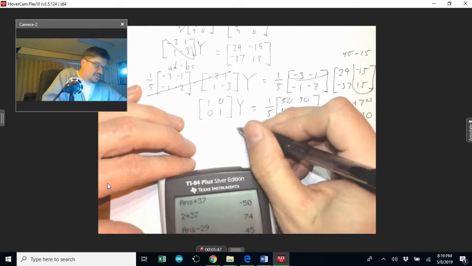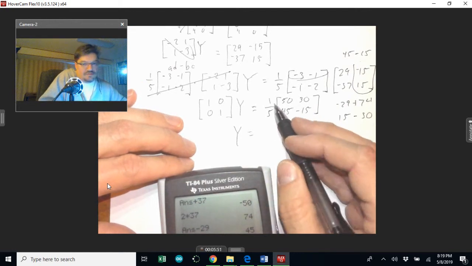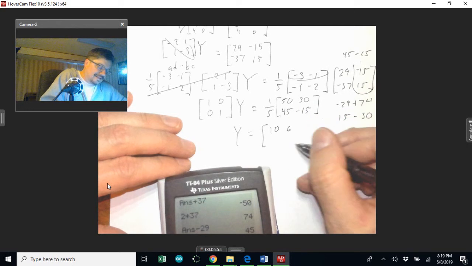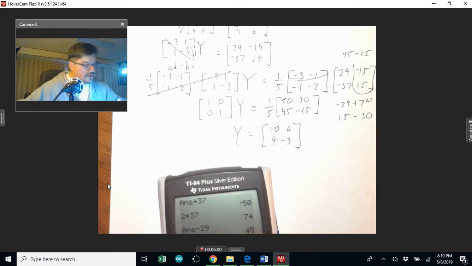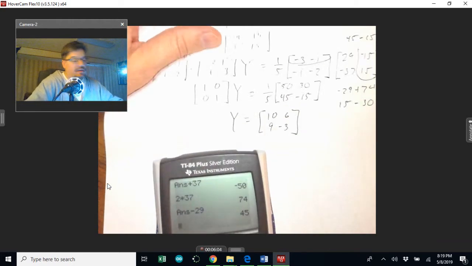So y equals 1/5 distributed to each one of these, so just divide everything by 5. And we get 10, 6, 9, and negative 3. That's my answer. These are kind of lengthy. I'm going to have you do one by hand. The rest you can do by calculator.